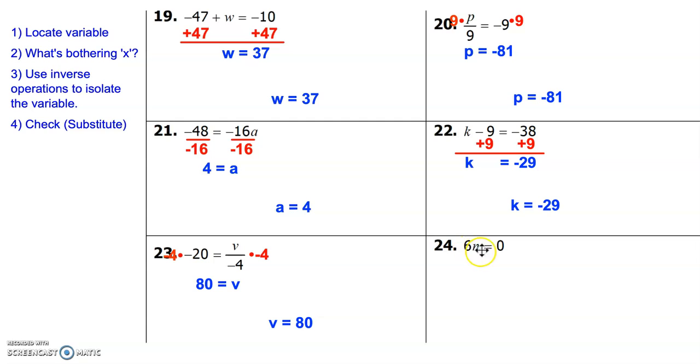Notice on number 24 what's bothering n. N is being multiplied by 6. So how do we get rid of that 6? We divide. So I'm going to have n is equal to, well, 0 divided by 6 is just 0. You can also think about working backwards and saying, okay, well, what times 6 gives me 0? That answer has to be 0.